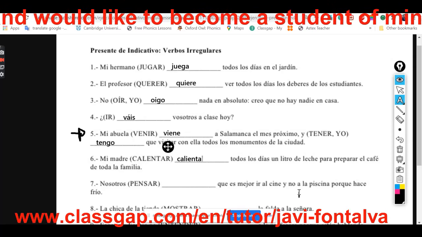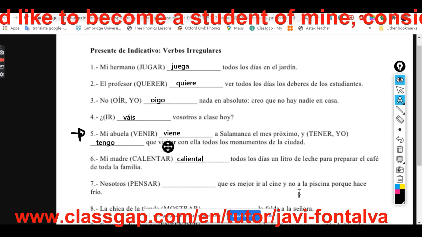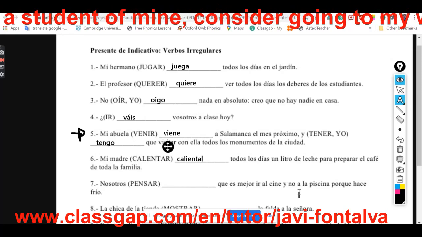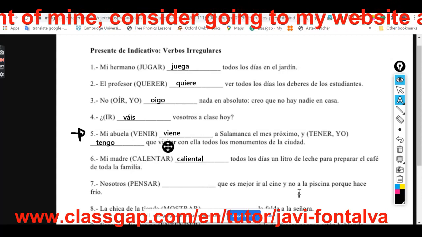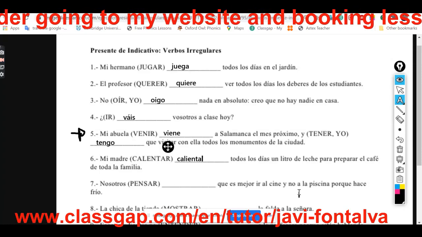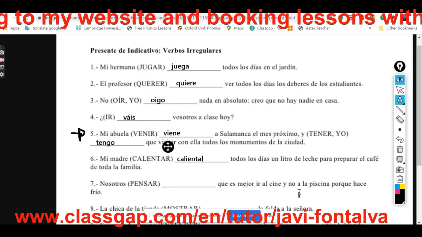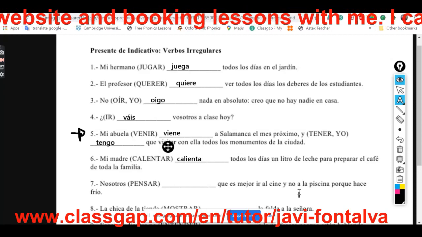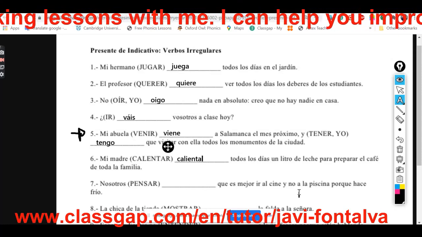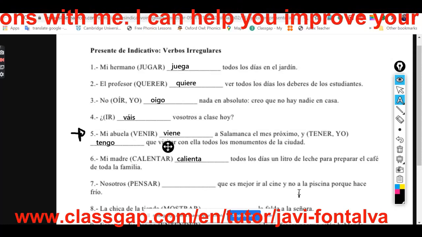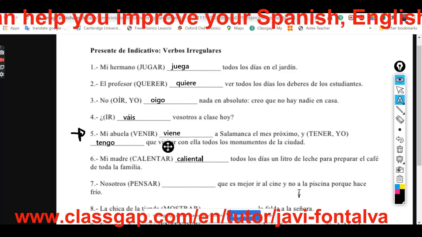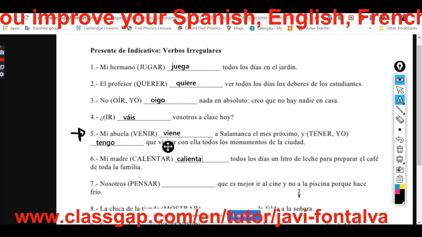Can you read the whole thing here? Number 6. Mi madre calienta todos los días un litro de leche para preparar el café. So my mom heats up every day a liter of milk for preparation for the coffee, I think. Of the whole family. So to prepare the coffee for the whole family. Good job.